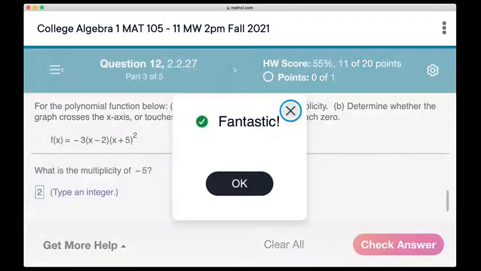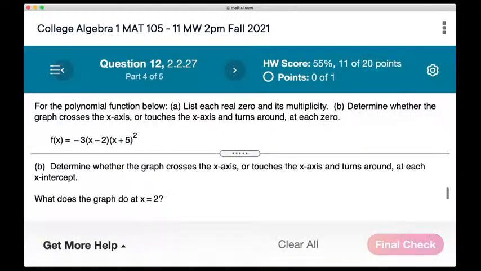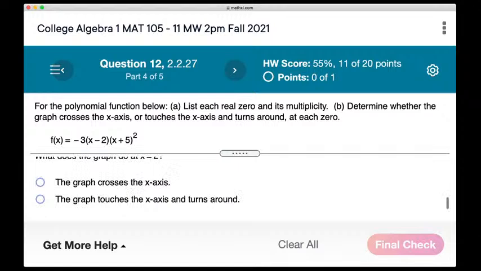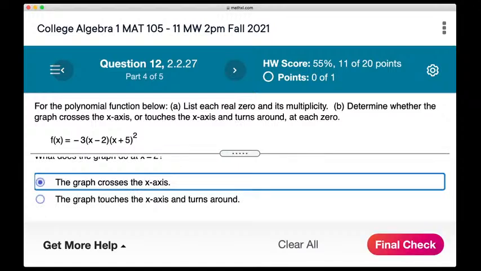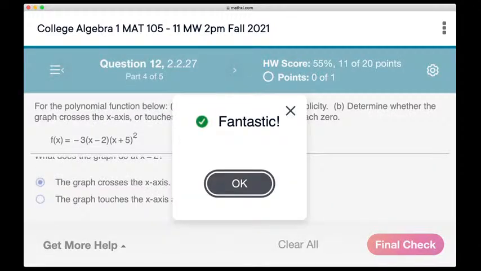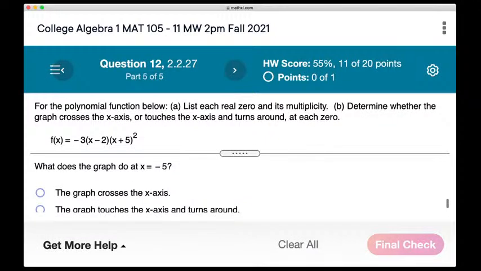So when x is 2, because the multiplicity is odd, it's going to cross the x-axis. And because the multiplicity of -5 is 2, which is even, that means it's going to bounce, or touch the x-axis and turn around.